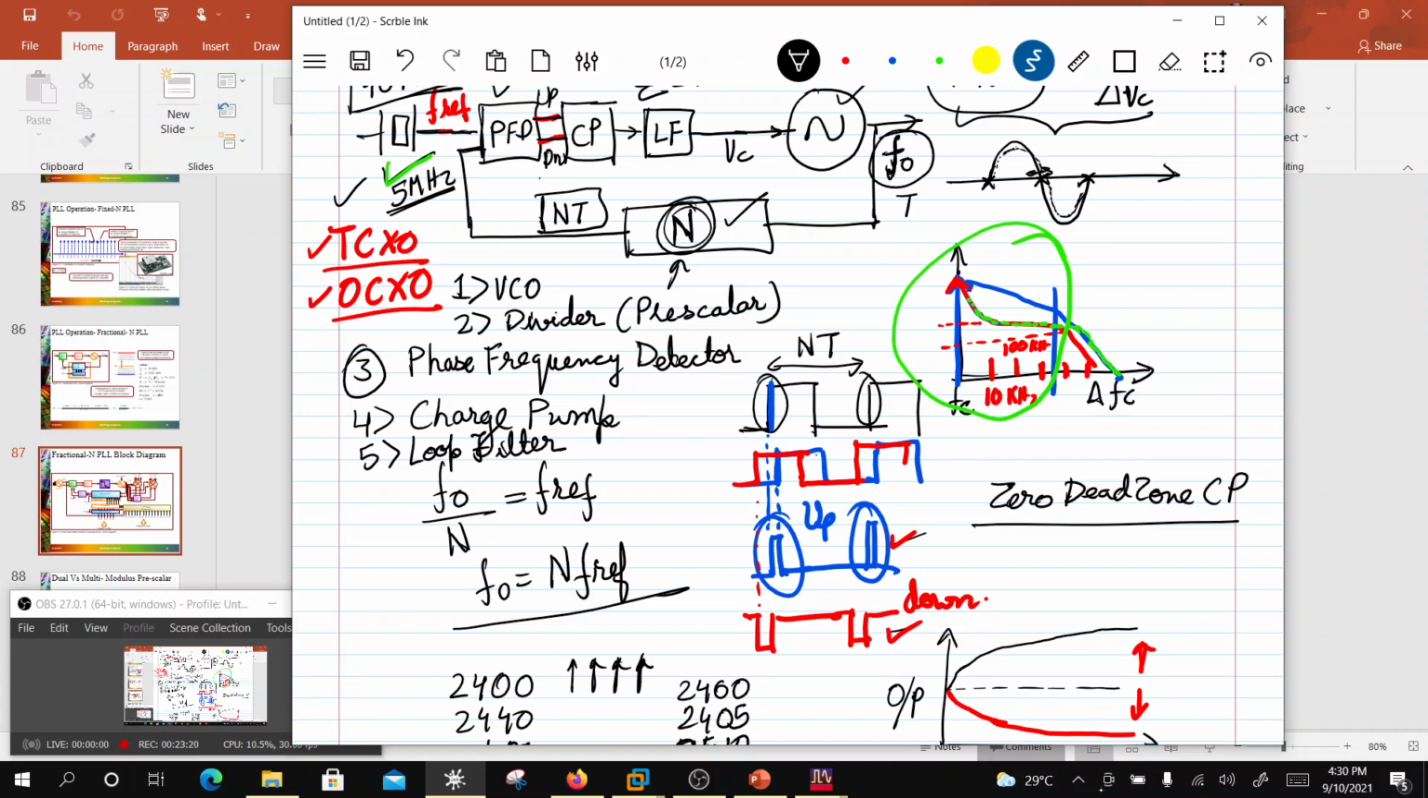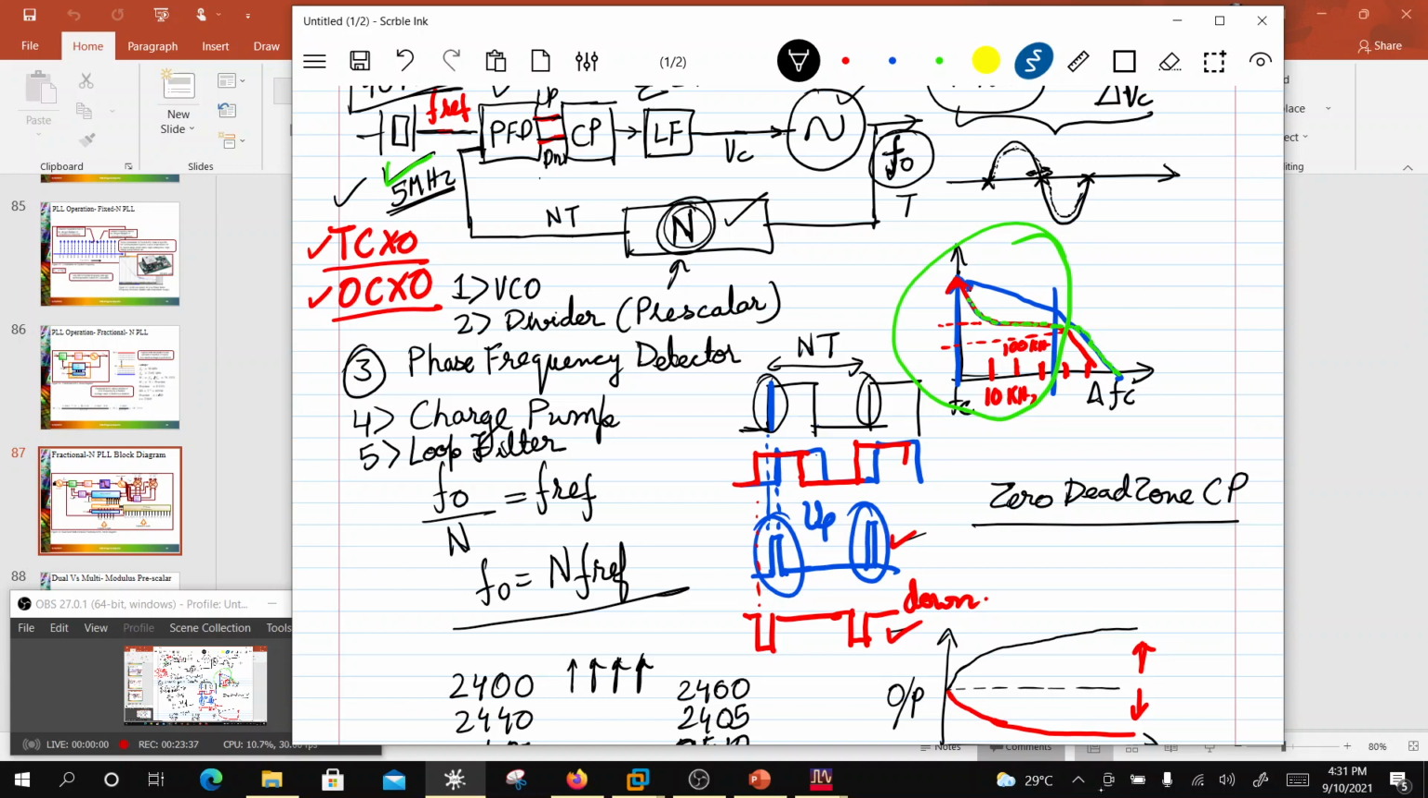I'm making a mistake, it's 1 over NT, sorry. Okay, the time period is multiplied by N, right? Because it's dividing the frequency by N. So yes, correct, it is NT only.